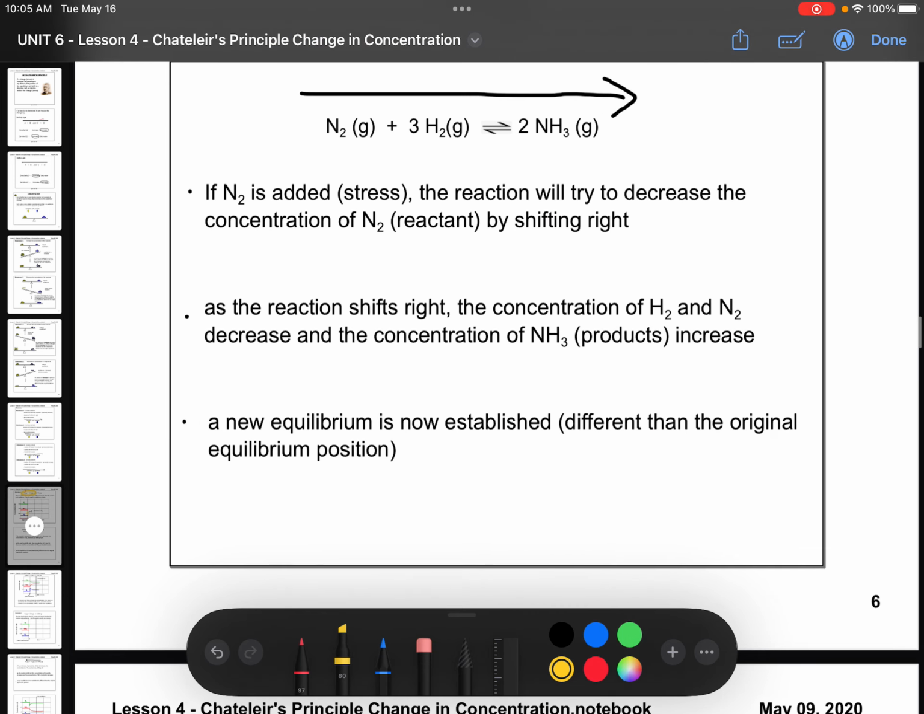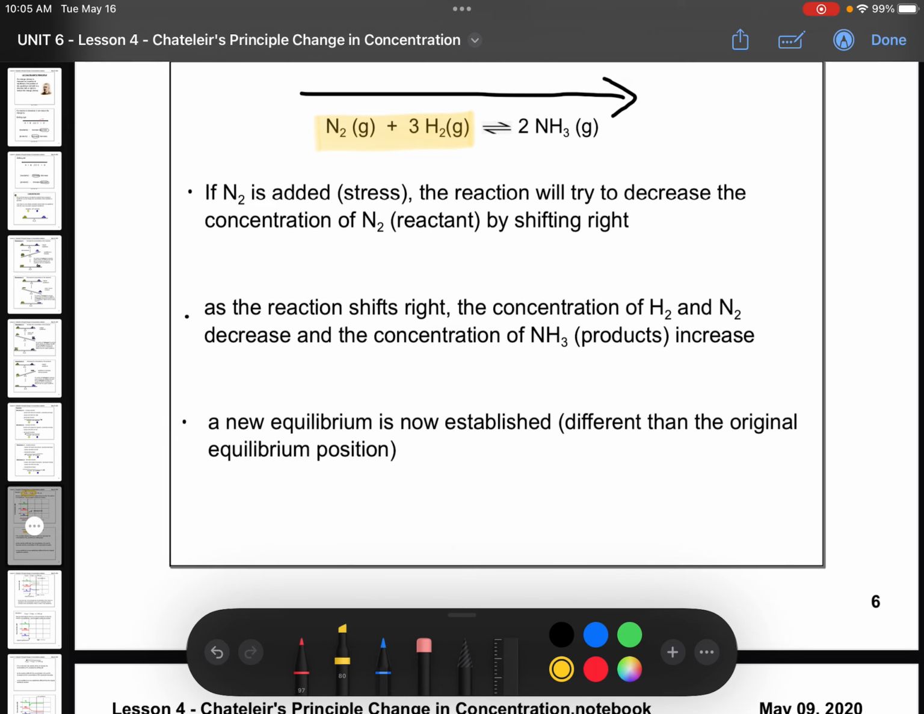Because it's an increase in our reactants, that means that we are going to actually have to change our reaction because of that added stress on N2. So because we have an increase of N2, we need to decrease it by shifting to the right.